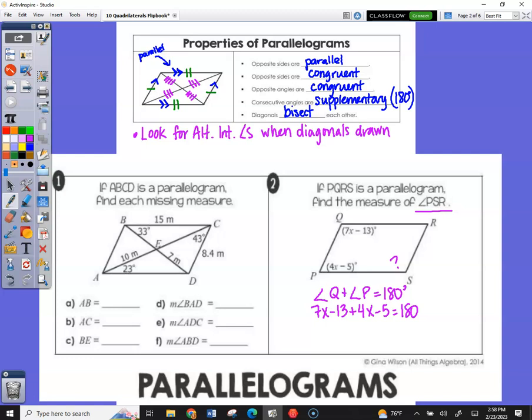Now remember, it didn't say find X though. It said find angle S. What did you get for X? Did you set them all?